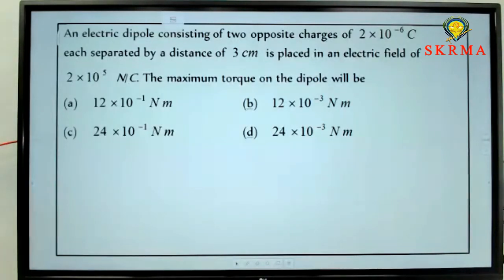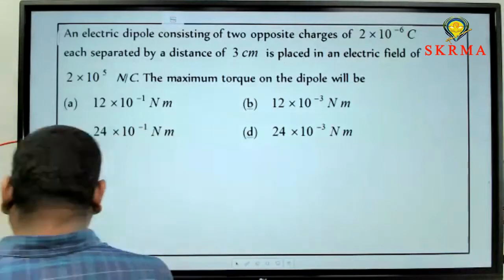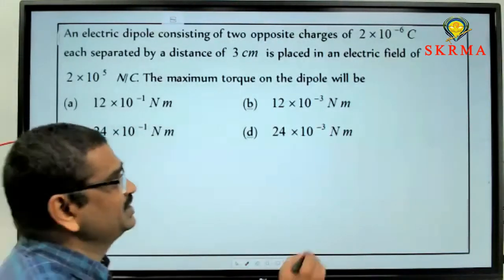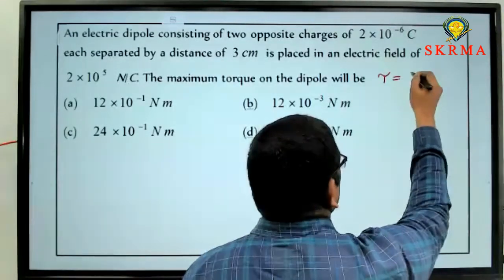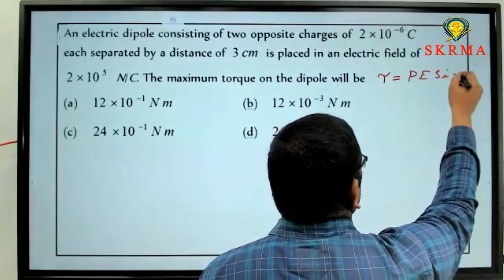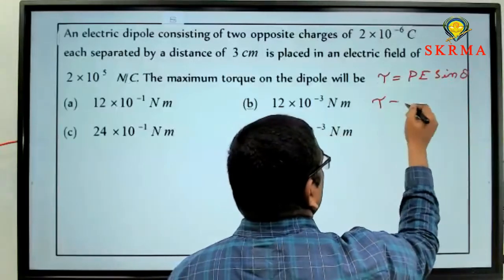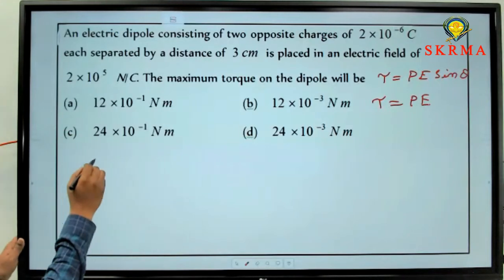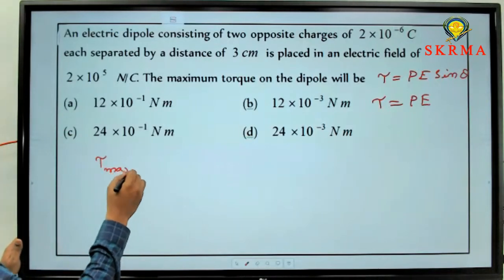An electric dipole consists of two opposite charges of magnitude 2 into 10 power minus 6 coulombs, separated by a distance of 3 centimeters, placed in a uniform electric field of 2 into 10 power 5 newton per coulomb. Then the maximum torque: what is the formula for maximum torque? The basic formula for torque is P E sin theta. For maximum, the sin theta term is not there, only P into E. So maximum torque equals P into E.